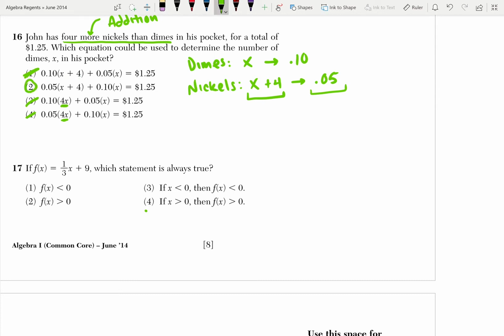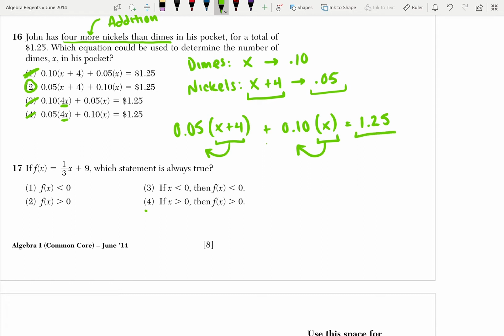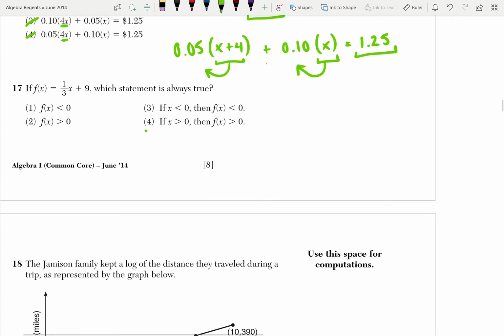And let's just take a look quickly at the actual equation to see what it actually means. Okay, so we have 0.05 times x plus 4 plus 0.10 times x, which is going to be equal to 1.25. What this equation is telling us is the amount of nickels that we have times the value of those nickels plus the amount of dimes that we have times the value of those dimes. If we add those two things up, they should equal our $1.25. Okay? All right, so let's move on to question 17.